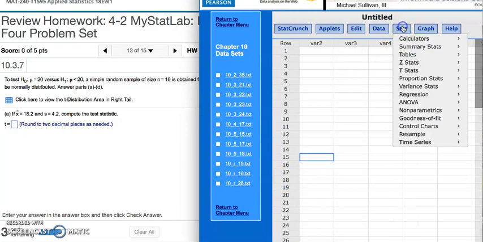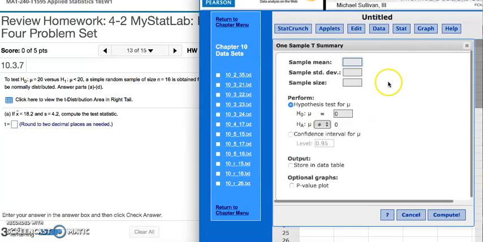So let's go to here. I just opened StatCrunch. Let's go to Stat, T-stats. Remember, we're dealing with the population mean, so it's the T statistic. With summary, we don't have a data set, we just have the summary data. Here, we're given the sample mean as 18.2. We're given the sample standard deviation as 4.2, and the sample size is n equals 16. Here, we're also given the null hypothesis is mean equal to 20.